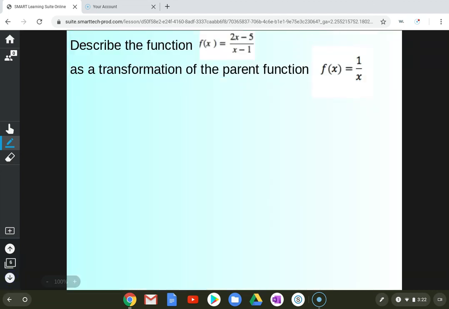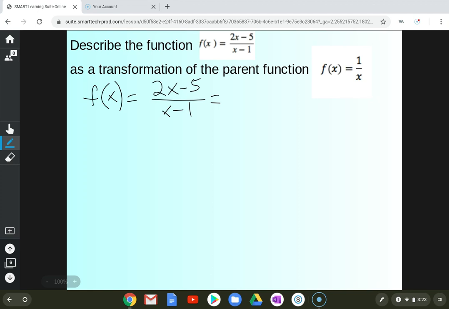Describe the function as a transformation of the parent function f of x equals 1 over x. All right, this one's fun because, in order to simplify this guy, you get to use a little bit of what you learned in the polynomial section. So what we're actually going to do is divide this, because this really is 2x minus 5 divided by x minus 1. Now, I'm going to do this using synthetic division.